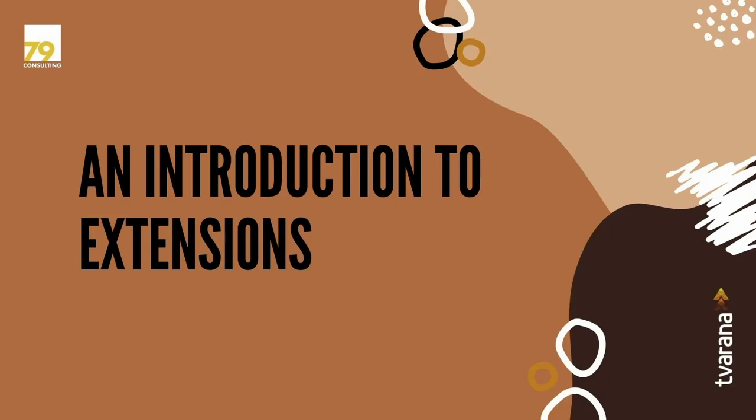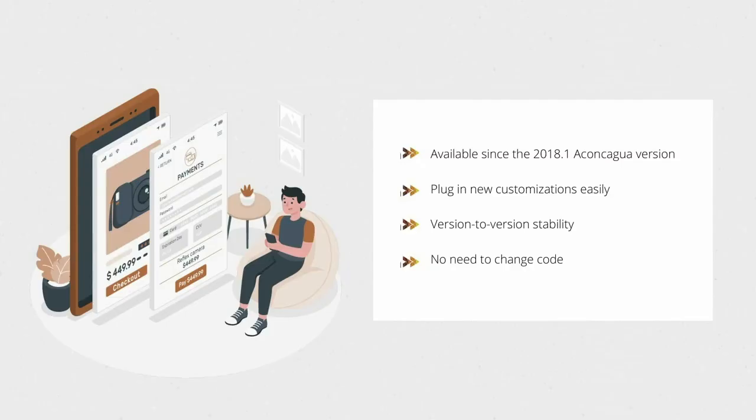Sure, Amanda. Hi, everyone. The extension framework has been available since the 2018.1 Aconcagua release of the SuiteCommerce platform. The change in architecture made it easier for developers to plug in new customizations, ensure version-to-version stability, and to enable business users to make changes to their website without changing a line of code. In order to properly explain extensions, we must first understand SCA architecture at a very high level and how things were structured before extensibility came into being.